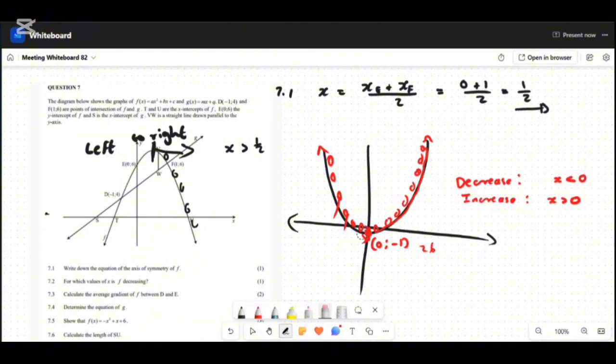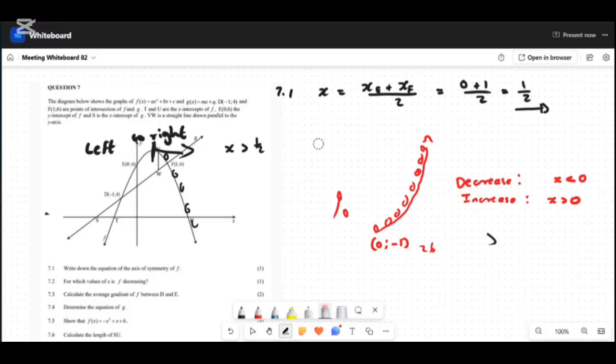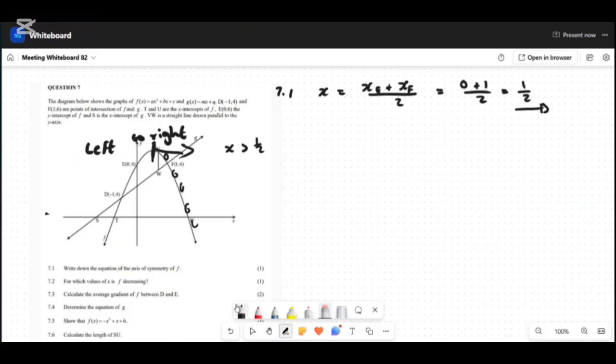So for 7.2, that is actually one of the reasons why they said calculate the axis of symmetry in 7.1. So this is when x is greater than 1 over 2. Right, so if you have any confusion, don't be afraid to ask. I don't bite.